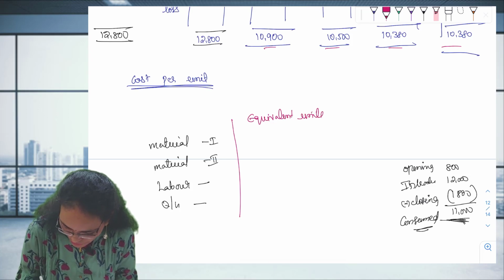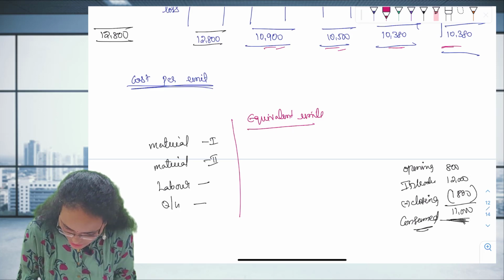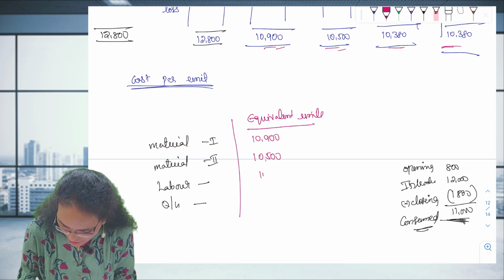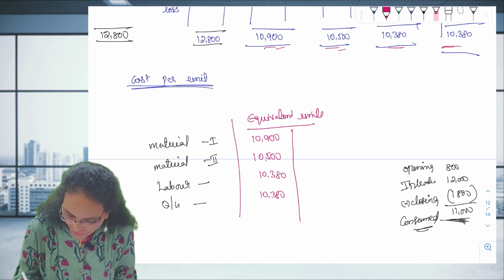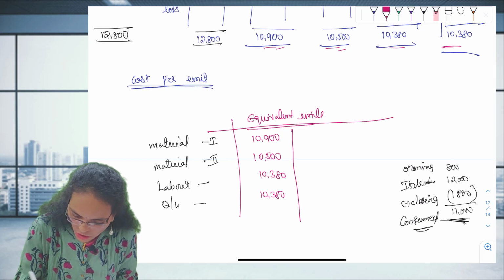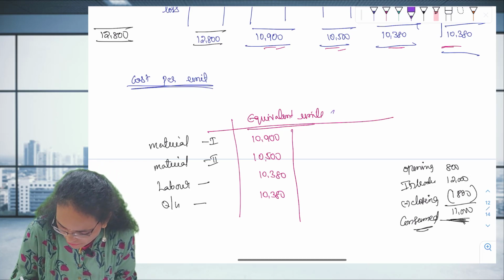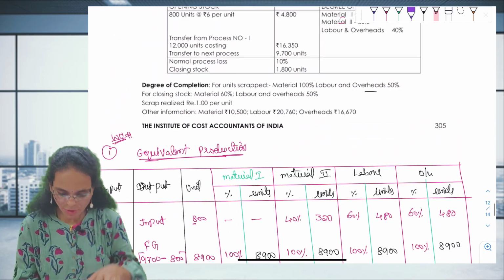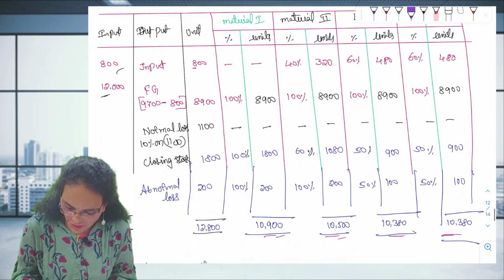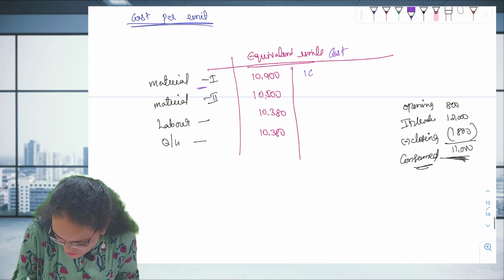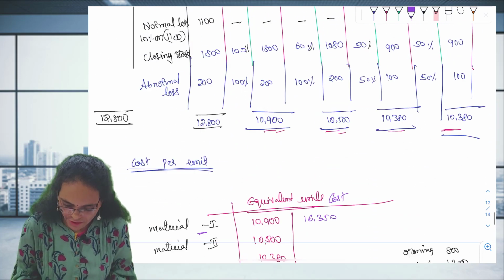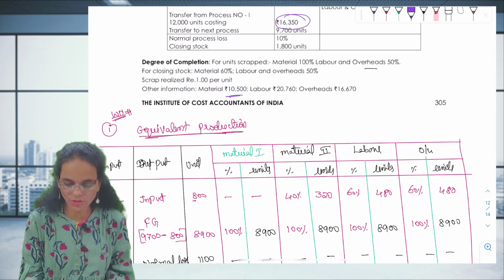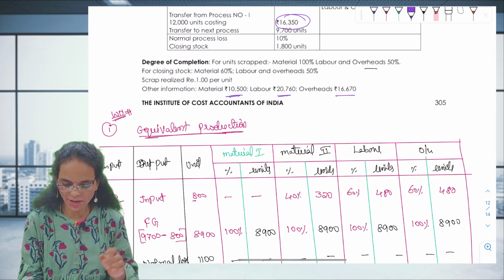Equivalent units, these are the equivalent units: 10,900, 10,500, 10,380, 10,380. And the cost incurred: for the first one, it has been transferred from the previous process, 16,350. And for the second and third, 10,500, 2,760 and 1,660.